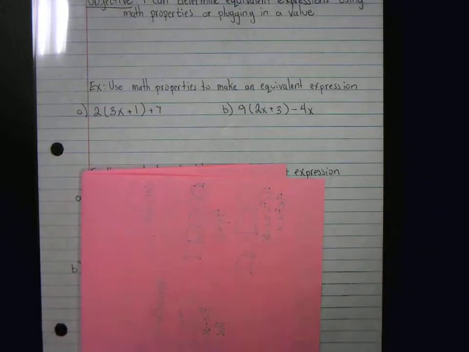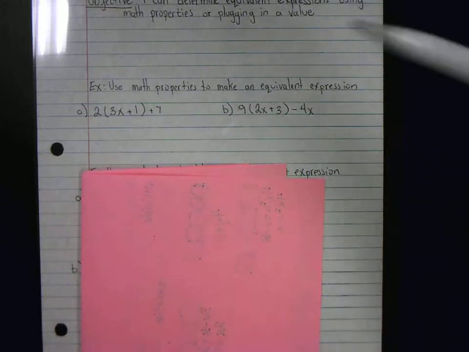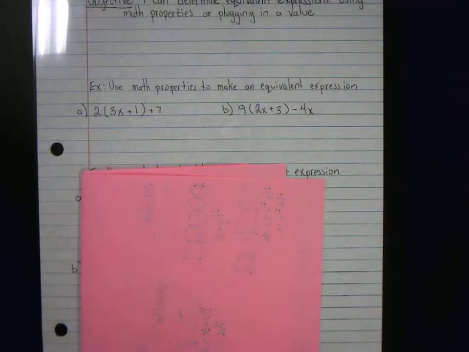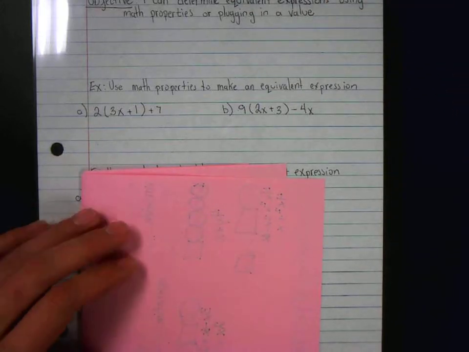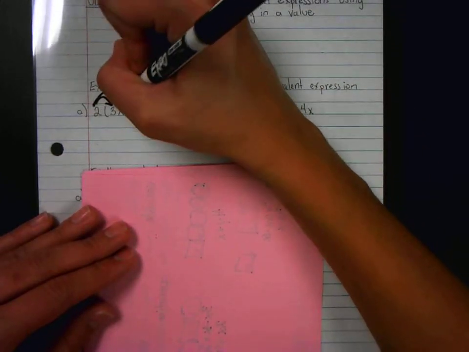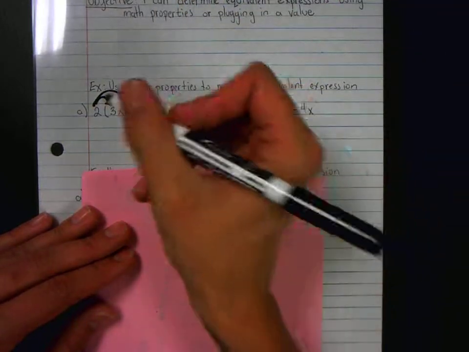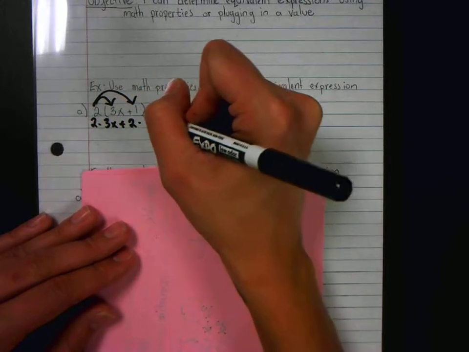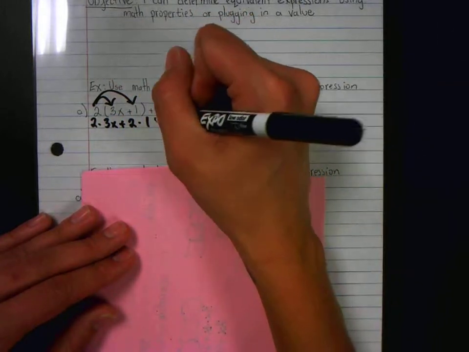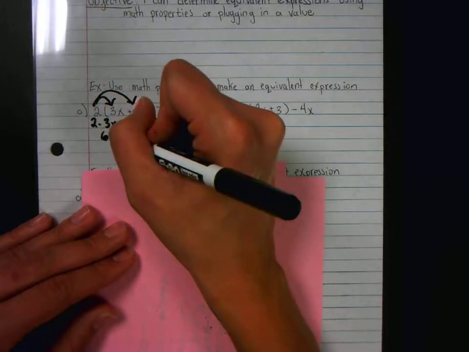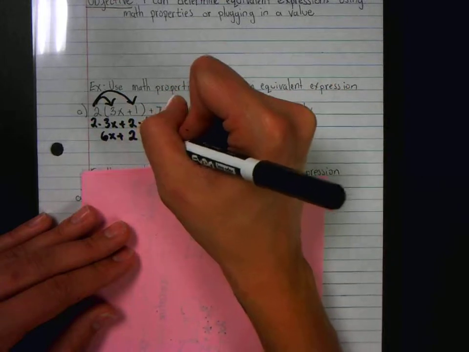All right. So first, I've got 2, and then I've got some parentheses. I cannot combine anything on the inside because I have the variable there. So which property do I want to use first? I want to use that distributive property. Even though we learned it before, we're going to use it here. So I want to use that distributive property to distribute the 2 to each term on the inside. So I've got 2 times 3x plus 2 times 1. And I'm just going to bring that plus 7 along for the ride. So 2 times 3x is going to be 6x plus 2 times 1 is 2 plus 7.